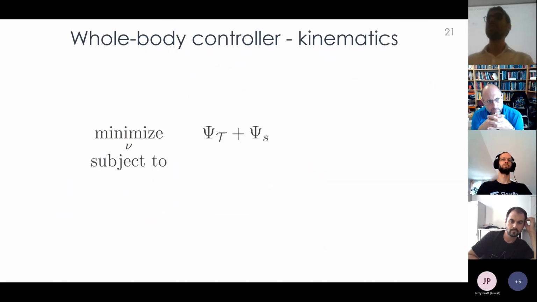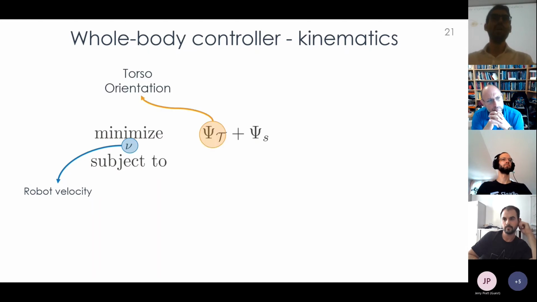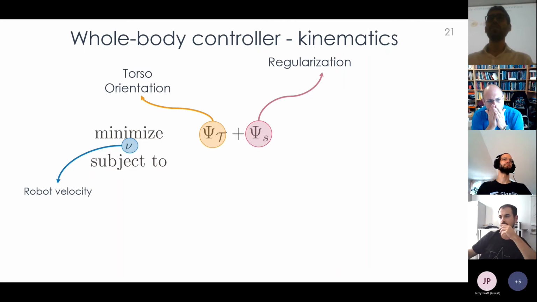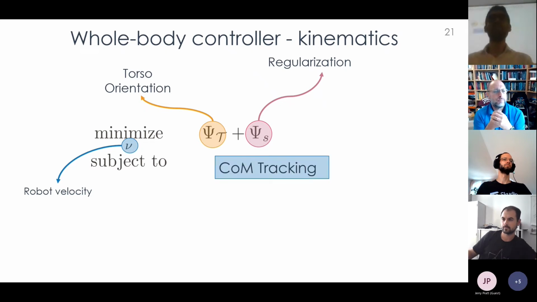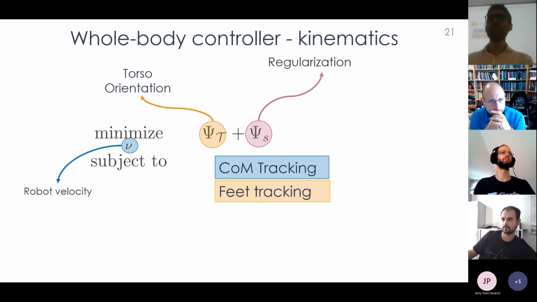The first one is the kinematic approach. The kinematic approach, in the end, tries to find a robot velocity while minimizing a cost function that is composed of several terms. That is, we have the torso orientation and the regularization terms for the joints. And this optimization problem is subject to a set of constraints. So first of all, we have a center of mass tracking constraint and then a feet tracking.